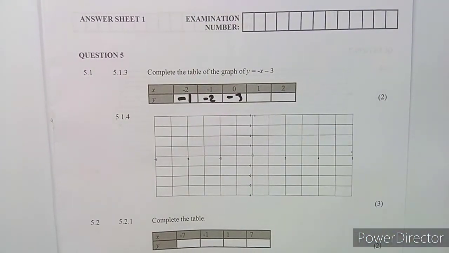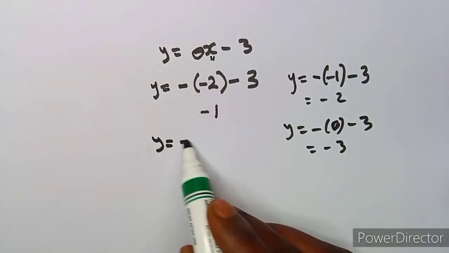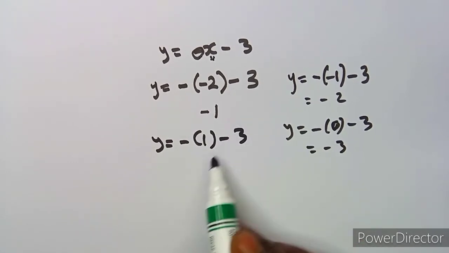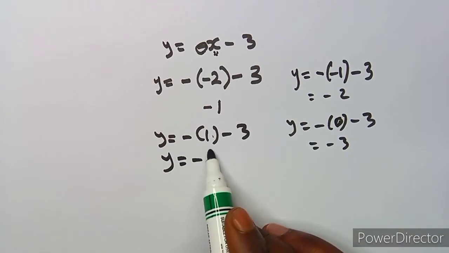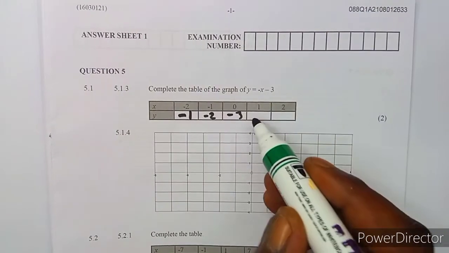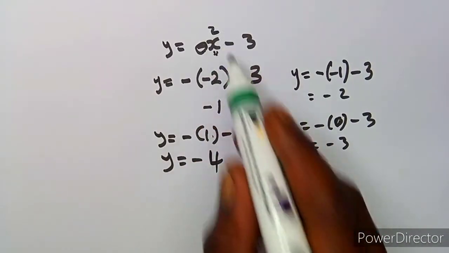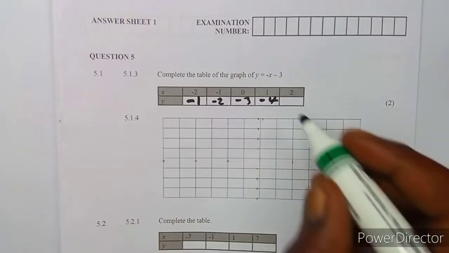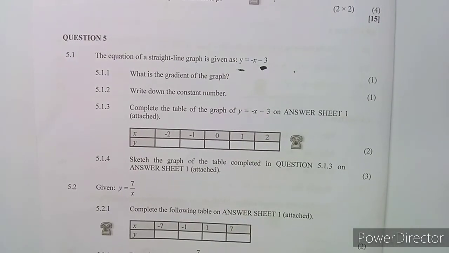When x is equal to 1, you do the same. In place of x, you put 1. So y is going to be minus 1 minus 3, which is minus 4. Just use your calculator. So this will be minus 4. And when x is equal to 2, you do the same. It will be minus 2 minus 3, which is minus 5. So these are the values, guys. Then you've completed the table. What's the next thing? Sketch the graph now.